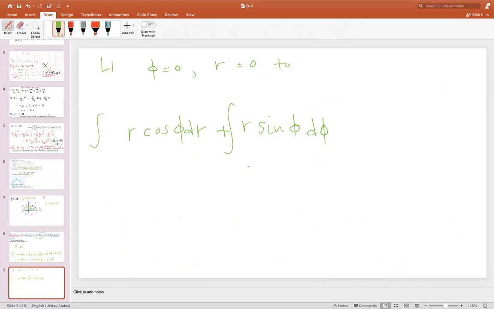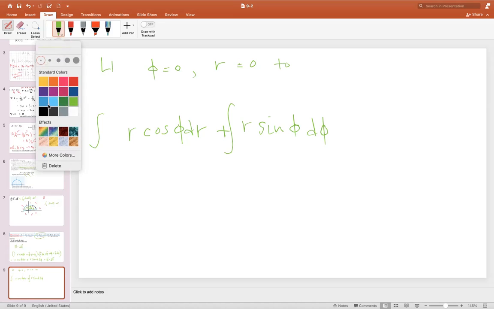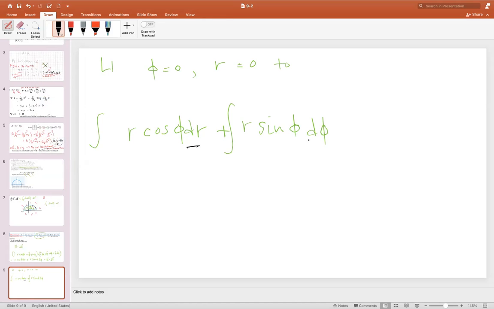And on this one, phi is 0. But for this one, why do we have 2? Why 2 integrals? Because of this. So each part of this is different. So maybe let me back up a little bit.